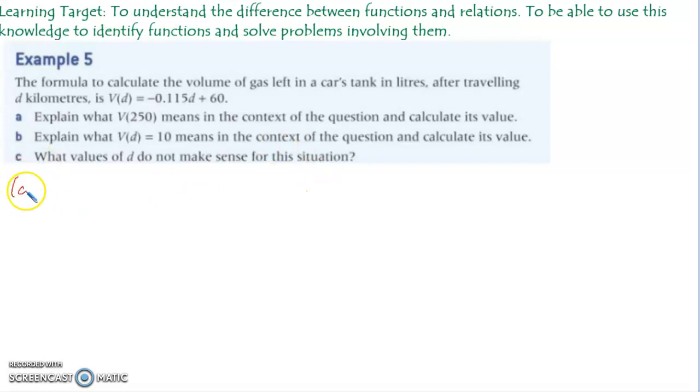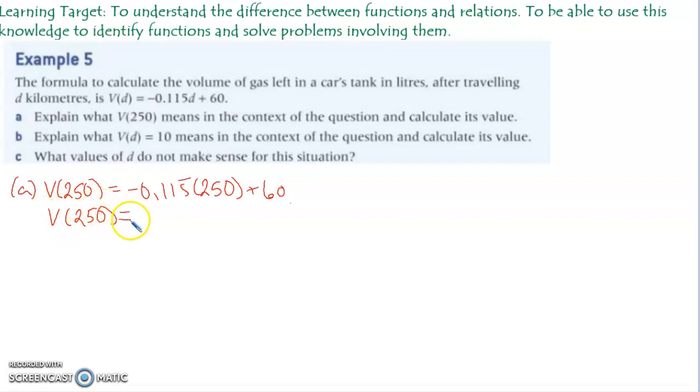So I'm going to start by calculating and then we're going to talk about what it means. So V of 250 is equal to negative 0.115 times 250 plus 60. Ooh, unnecessary bracket there. If I were you, I would just simply plug this into the calculator to find the final answer. So if you do this full calculation, you get 31.25.